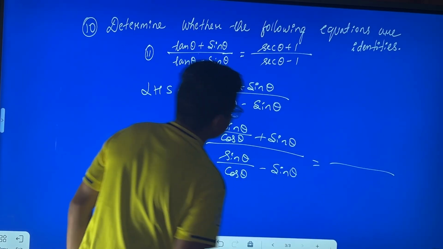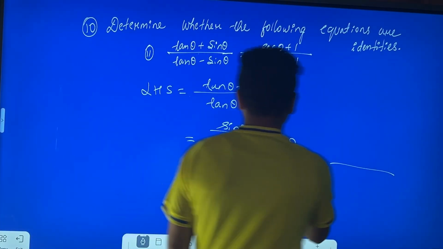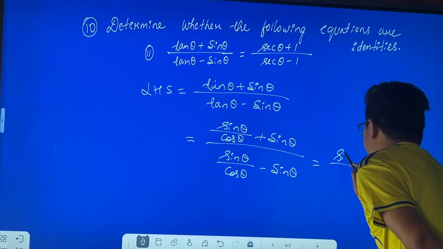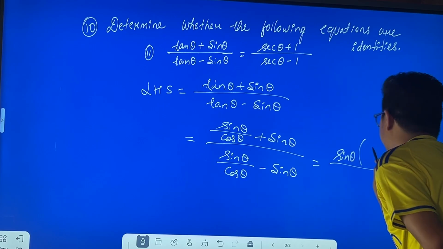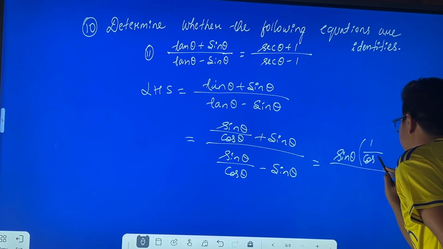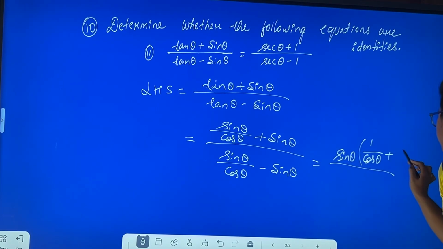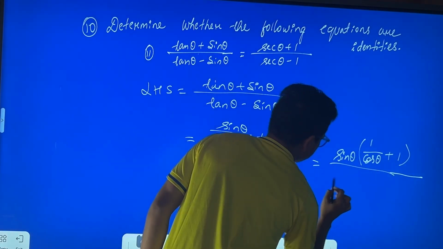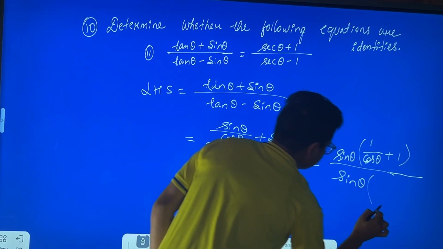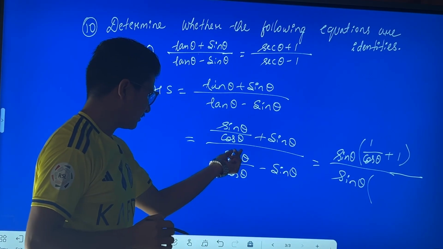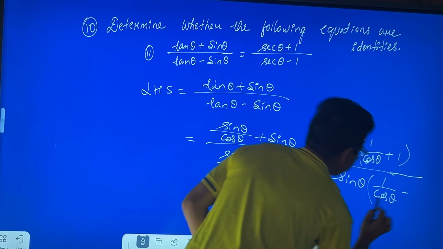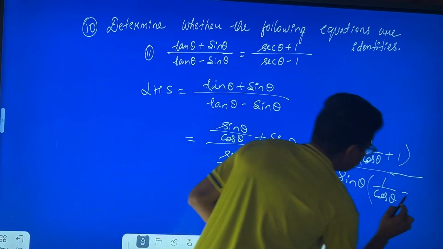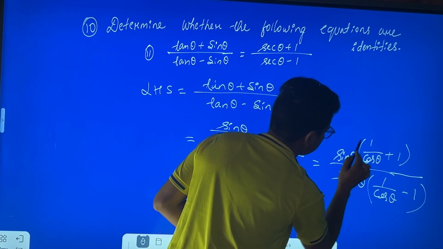What common can I take from here? Can I take sin theta common? Sin theta can be taken common. If you take sin theta common, then what will remain here? 1 will remain, correct? So 1 upon cos theta plus what will remain from here? 1, correct? Therefore in the denominator also take sin theta common. If you take sin theta common, what will remain here? 1 upon cos theta, 1 upon cos theta minus 1, sin theta already taken out, right? So here, can I cancel sin theta?